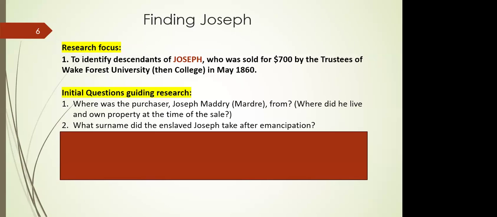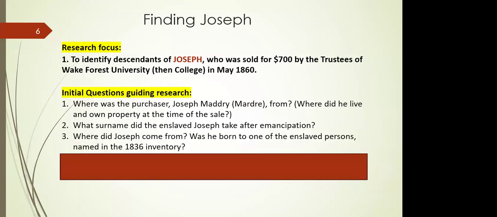In order to come forward in time, I was also going to need to find out what surname Joseph took after emancipation. I needed to know where Joseph came from. Was he born to one of the enslaved persons who were named in the 1836 inventory that I'm going to show you in a few minutes? Or did John Blunt's widow acquire him in some other way?